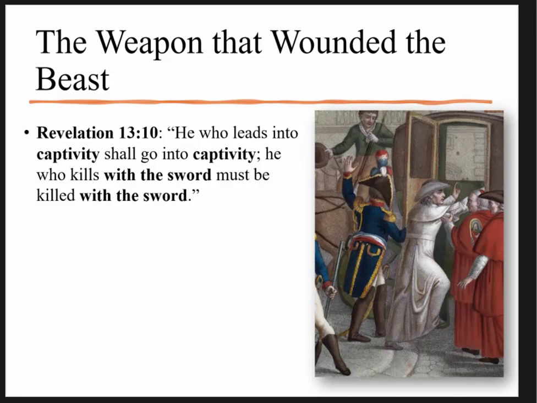Revelation 13:10. He who leads into captivity shall go into captivity. He who kills with the sword must be killed with the sword. Okay, so he is using the sword to kill, and then that sword is killing him.